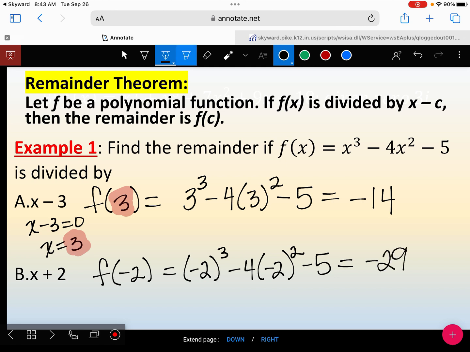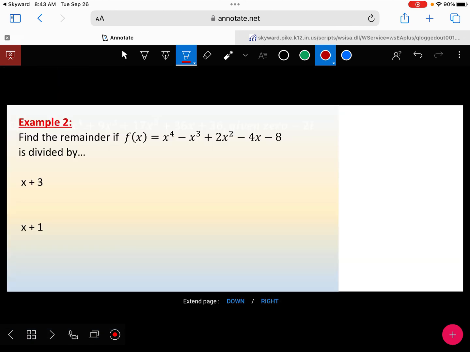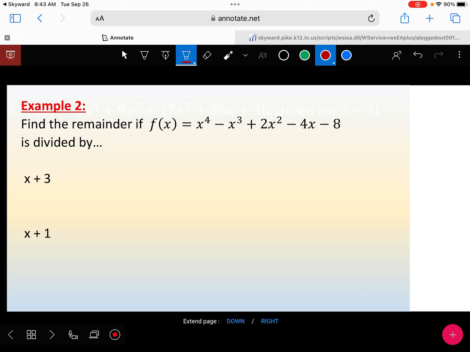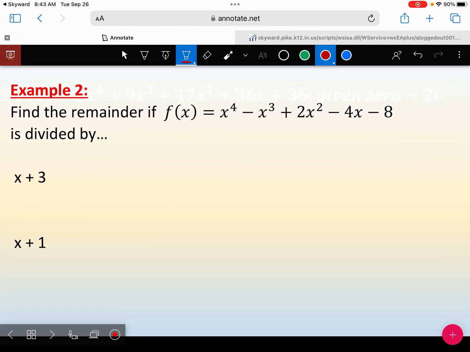I want to emphasize that this is not the quotient. This is not the dividend. This is not what we get. This is the remainder. So I want you to do the next one by yourself. I'm giving you a different function, and I want you to find the remainder of these two. Same thing, find the remainder, and then that's it for today.